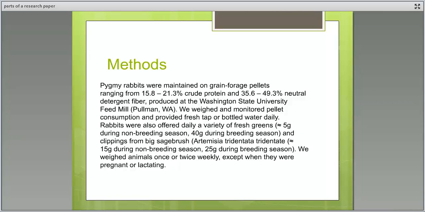So from this paragraph in the methods section, the reader would be able to understand what we are feeding these animals. They would know what type of food we got and the important factors, which are protein and NDF, and they would know where we got that food from. They would know that we monitored their food consumption daily and we're providing them water and other fresh greens and approximately how much. So make sure you note through here that I'm using specific numbers and I'm basically instructing the person how to take care of a pygmy rabbit if they were going to do that.